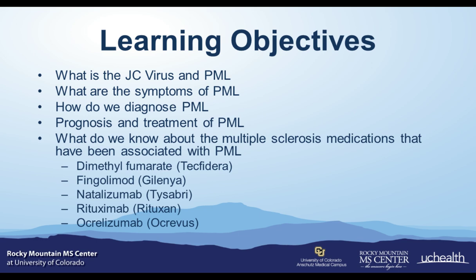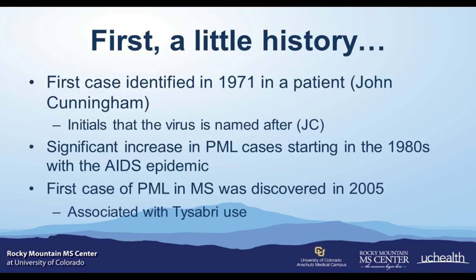So what are our learning objectives? First, I want to make sure that everyone understands what the JC virus is and what PML is. We'll chat then a little bit more about what the symptoms of PML are, how we diagnose PML, what the prognosis and treatment of PML is, and then we'll talk about the specific multiple sclerosis medications that have been associated with PML. The 5 thus far that we'll discuss are Tecfidera, Gilenya, Tysabri, Rituximab, and Ocrevus.